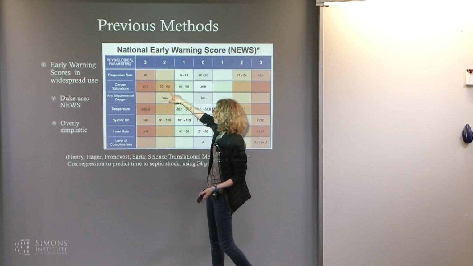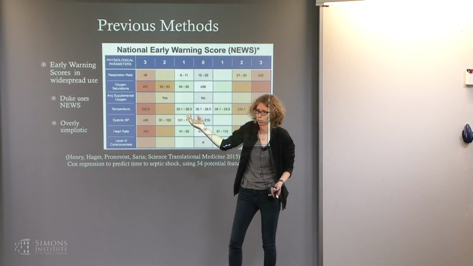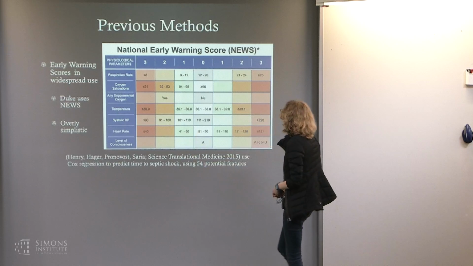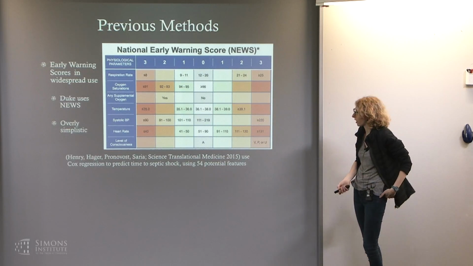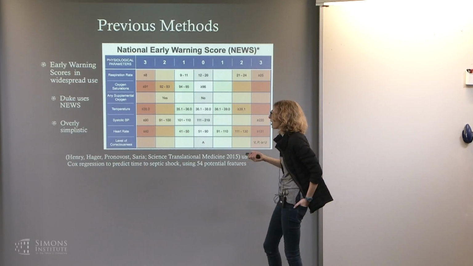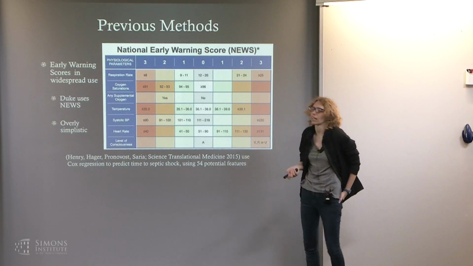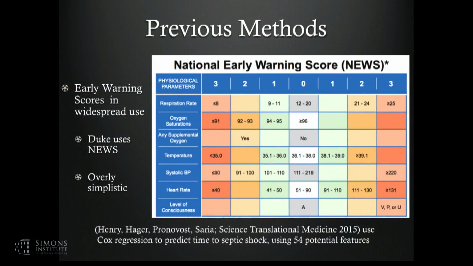If your oxygen saturation is between 92 and 93, that's 2 points, so for a total of 5 points, that kind of thing. And so again, this is what they're currently using, and this is a very, very simplistic kind of threshold-based method. I mean, you'll get the impression time and again that what's currently being used in hospitals is very thresholdy, very kind of rule-based, right?